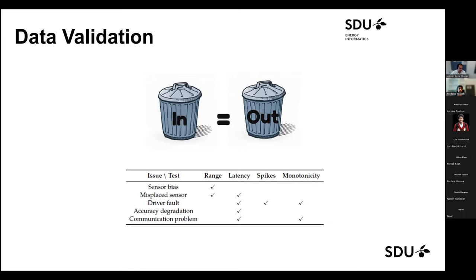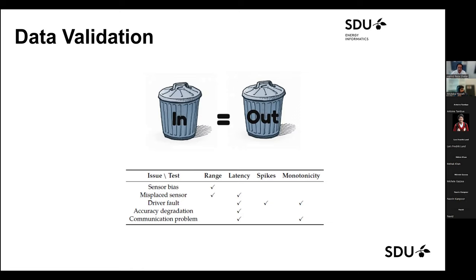How did we do it initially in the building area? We developed software that could do data validation for us. Basically, we design some tests like range tests, latency tests, spike tests, and monotonicity tests that could potentially identify invalid data for you.